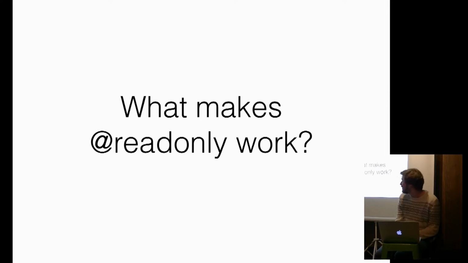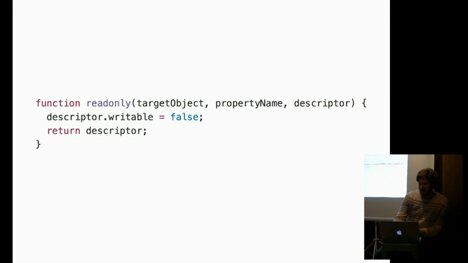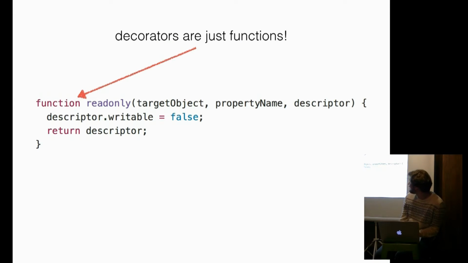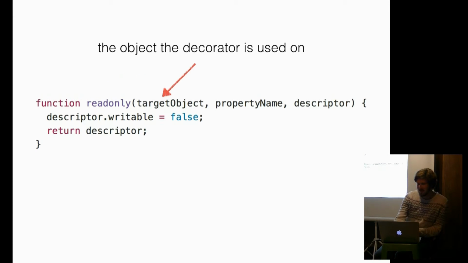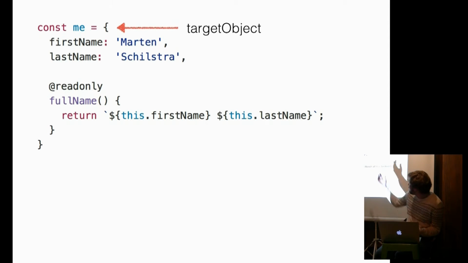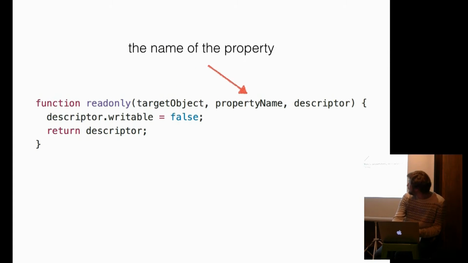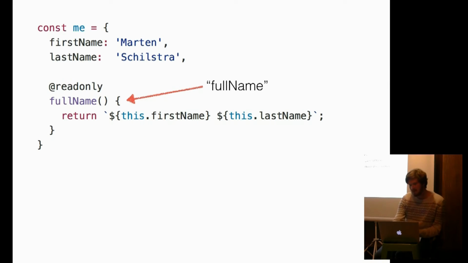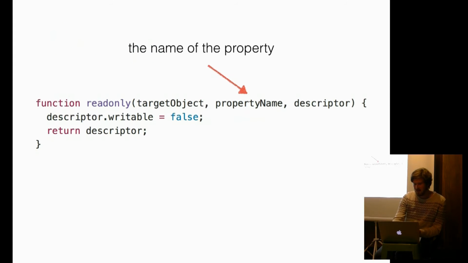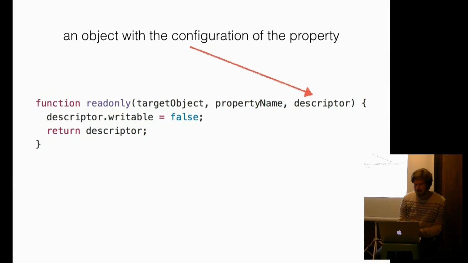And what makes it work? Well, they are just functions, so it's really simple to write them. They have one signature. The first argument you get is the target object where your decorated function or value is installed upon, and so that's the object. And then the second is the property name, so in this case fullName, and then as last you get the descriptor.